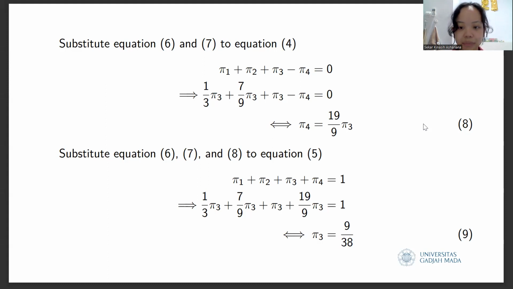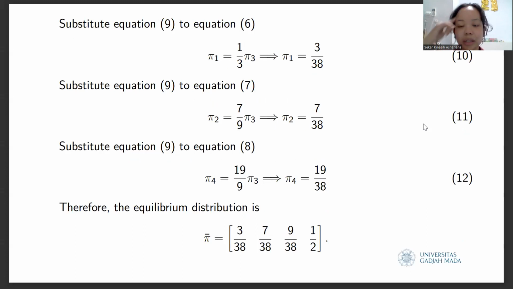Okay, so we have equation 9, and recall that we have the ratio of the other elements to pi 3, so we just plug that in. Pi 1 equals a third of pi 3. Pi 3 is 9/38. Plugging that in, we get pi 1 equals 3/38. Same thing, pi 2 equals 7/38. Pi 3 you already have, and then pi 4 is 19/38. Therefore, the equilibrium distribution is pi bar, with the pi 1, pi 2, pi 3, and pi 4 that we already solved. Over time, the Markov chain's probability will be like this, and it no longer changes.